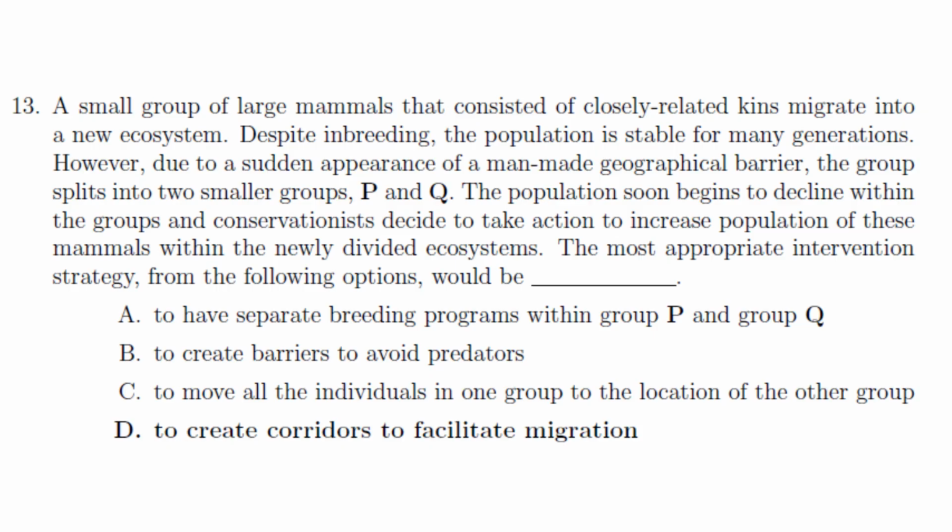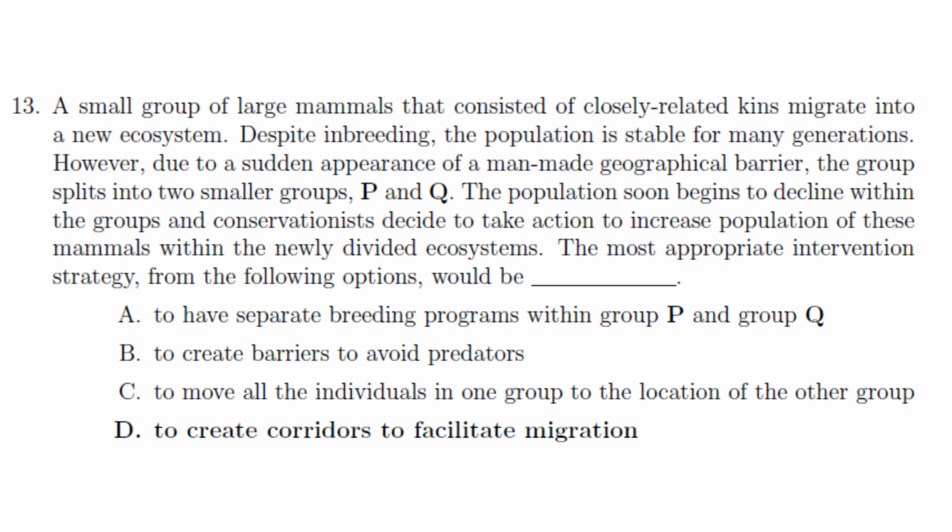Now next one. A small group of mammals that consisted of closely related kins migrate into a new ecosystem. Despite inbreeding, the population is stable for many generations. However, due to sudden appearance of a man-made geographical barrier, the group split into two groups P and Q. So you had a large group of mammals which are closely related kins, and because of the man-made geographical barrier, they separated into two groups, that is P and Q. Now what happened as a result of this separation?